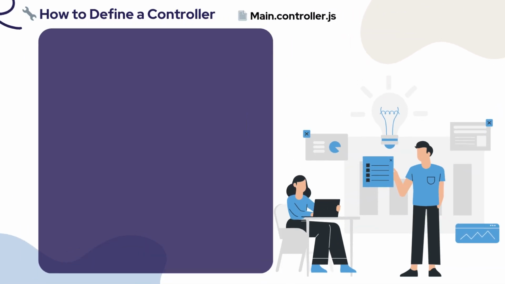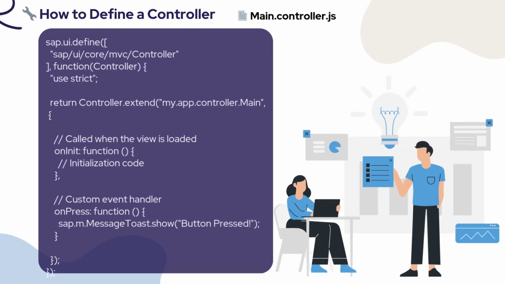Let's create a controller for our main view. Here, onInit runs when the view is loaded, and onPress is a custom event we created. It shows a small pop-up message.